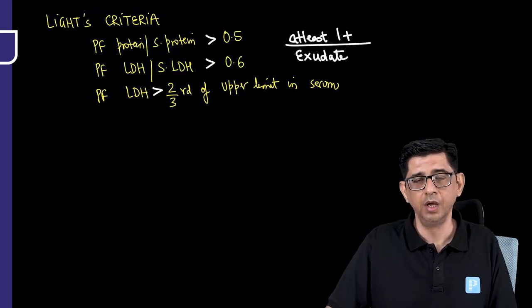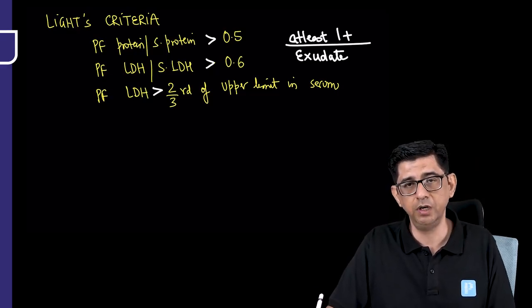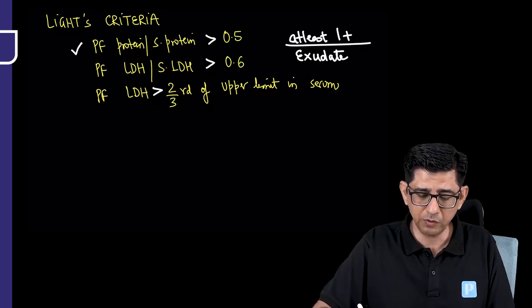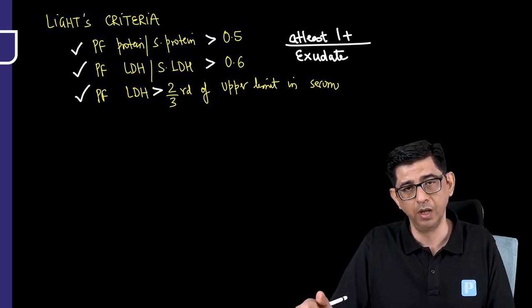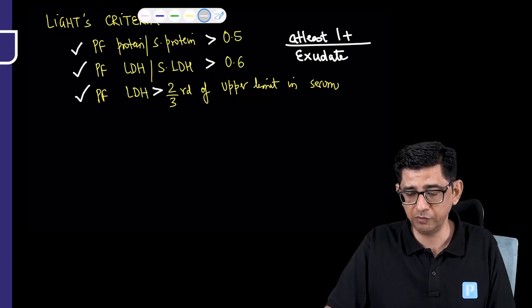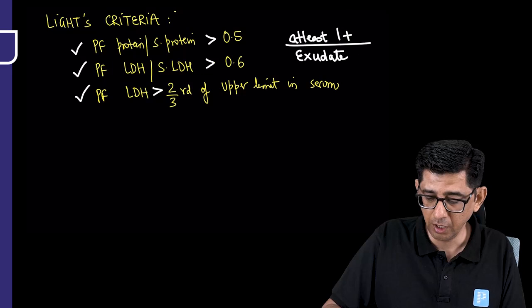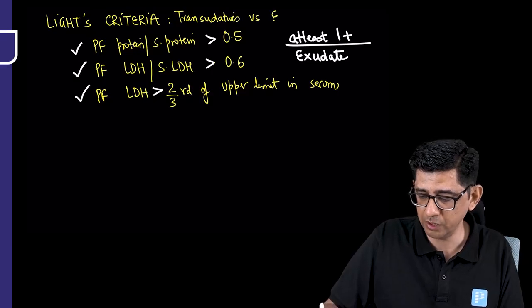Suppose you get a report in which both things are elevated, protein is also elevated, LDH is also elevated, or just for the sake of an MCQ, he gives you these 3 data and all of them are mentioning more than, you will say it is an exudate. But suppose these parameters are less than, then you will think in terms of a transudate. The main message is Light's criteria are used to differentiate whether it is a transudative pleural effusion versus an exudative pleural effusion.